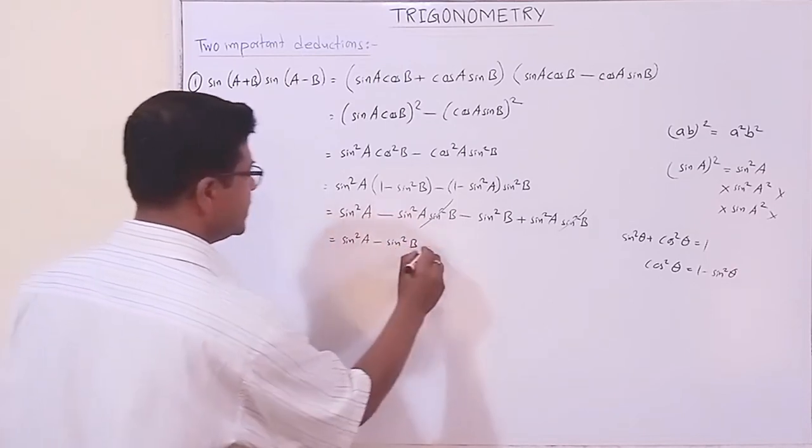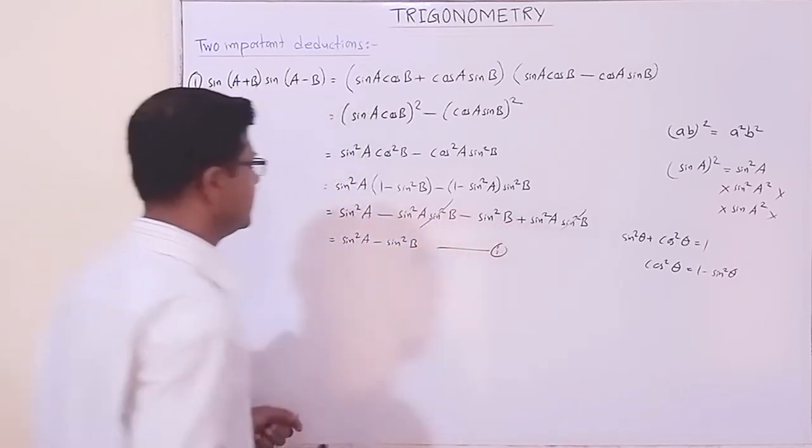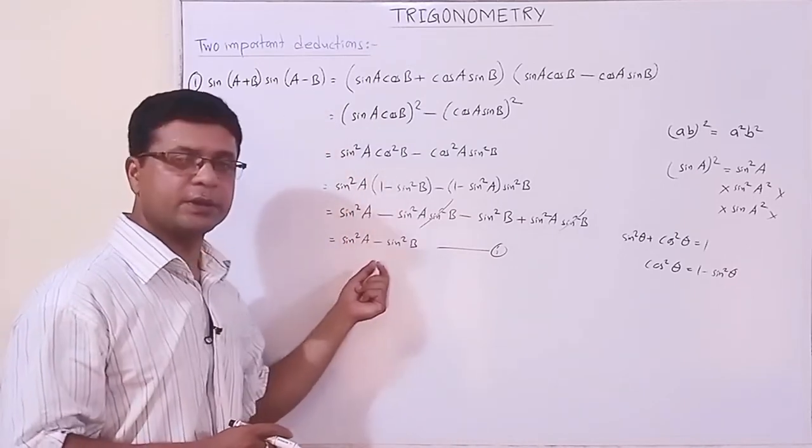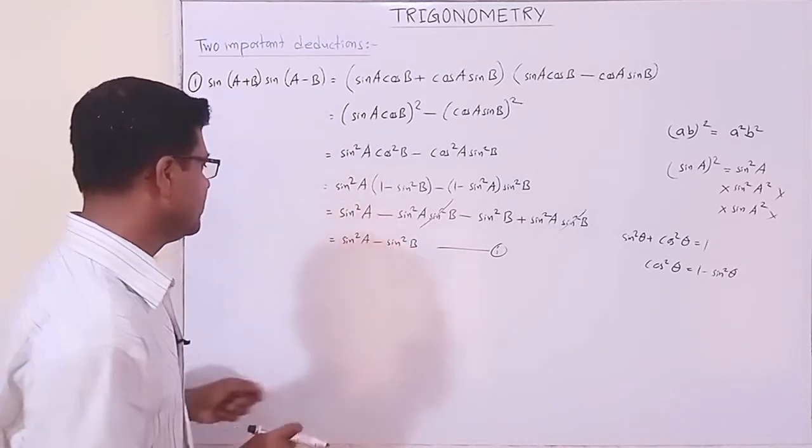Okay, so we have got the first relation, that is sine of a plus b into sine of a minus b equal to sine square a minus sine square b.